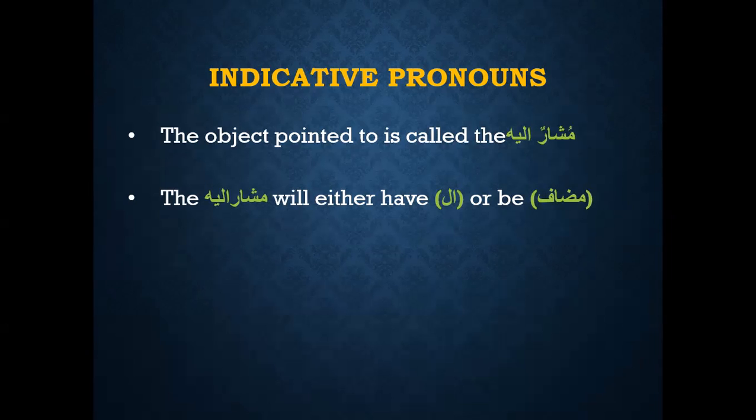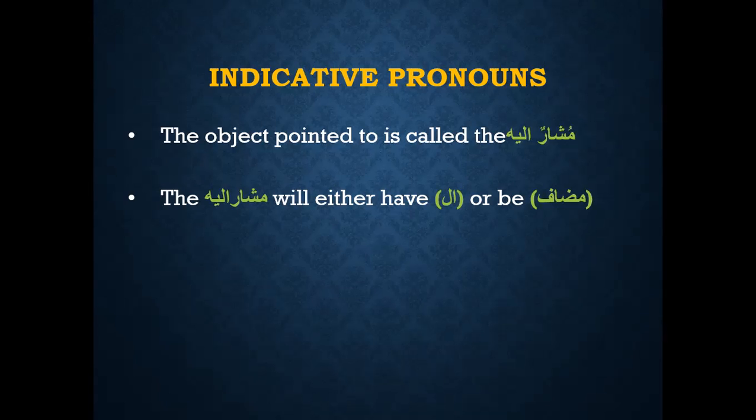So musharun ilayh is the one that's been pointed to. Anything that you point to, hada, whatever you are pointing to, dhalikal kitab. So al-kitab is musharun ilayh, the one you have pointed towards. And the person who does that is called mushir, but the thing or the person that you're pointing, hinting towards, or indicating is musharun ilayh.